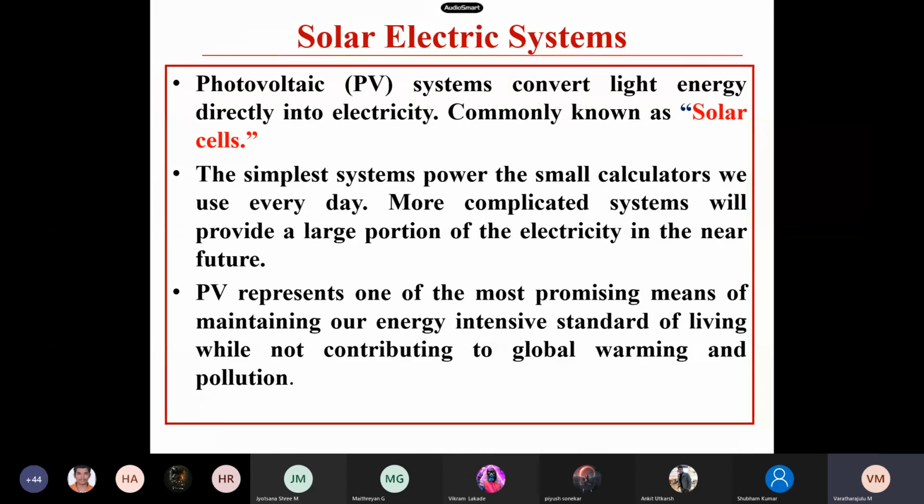And the more complicated systems will provide a large portion of the electricity in the near future, and PV represents one of the most promising means of maintaining our energy initiative and standard of living, while not contributing to global warming and pollution. And that is why various developed countries already have very long-term plans to convert from conventional into non-conventional. They are trying to erect those solar PV panels, and how it works.